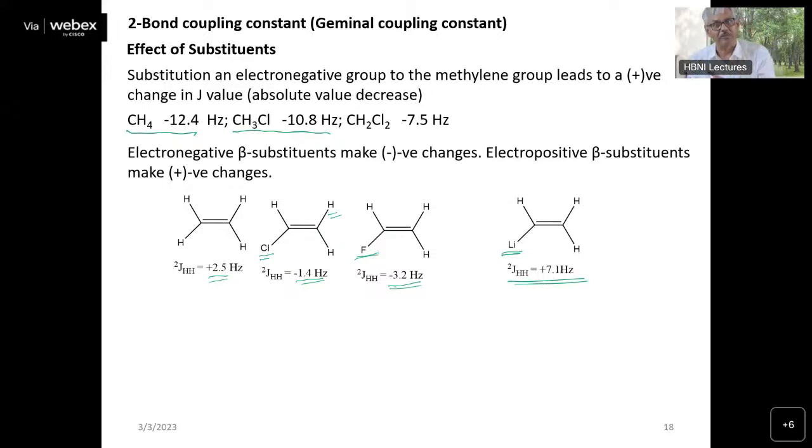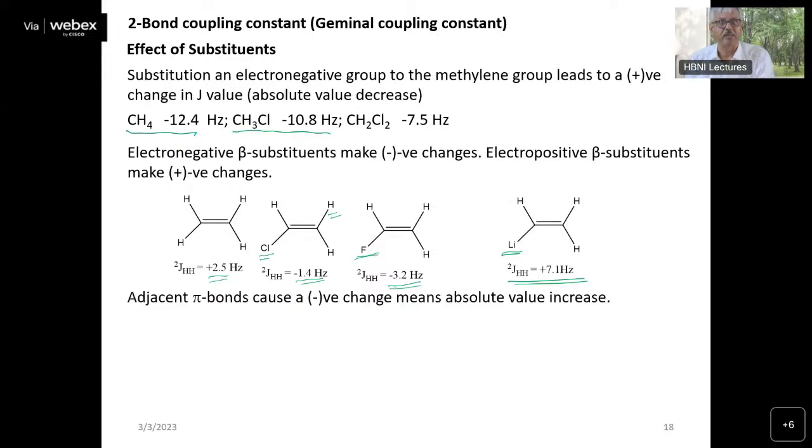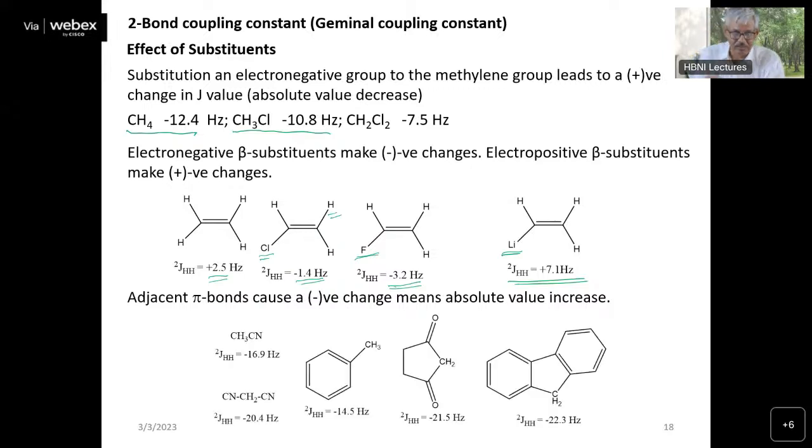So for an electronegative substituent at the alpha position, it has a positive change. In the beta position, it has a negative change. And adjacent pi bonds cause a negative change, which means the value increases. So you can see here.